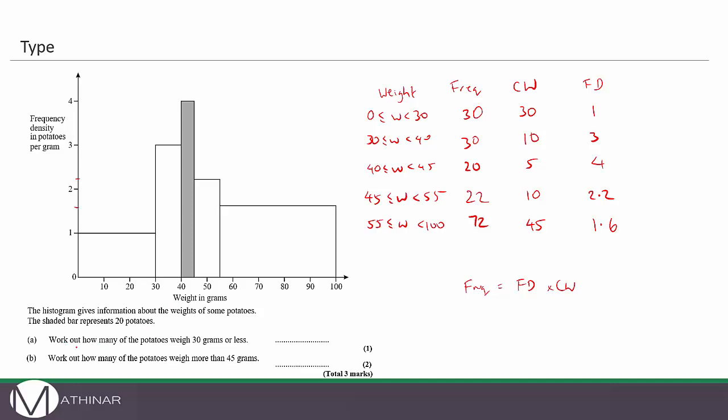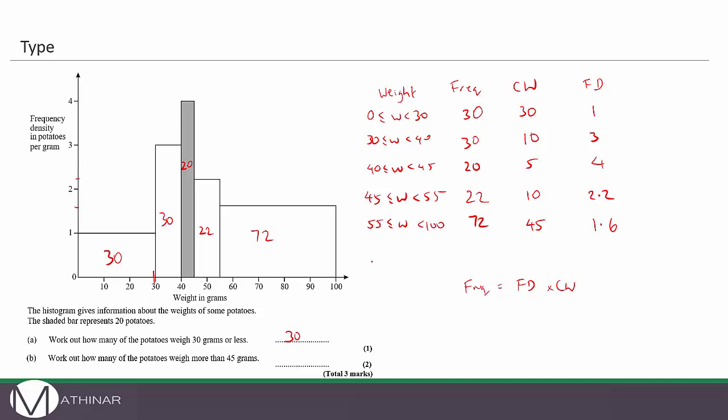So work out how many of the potatoes weigh 30 grams or less. So 30 grams or less is everything to the left of this 30, which is just this one bar. And we've worked out that the frequency of that bar is 30. So the answer to this is 30. And what you can do is once you've worked out the frequencies, you can write the frequencies in the bars. So we know 30 to 40 is also 30. We know this one is 20, this one is 22, and this one is 72.